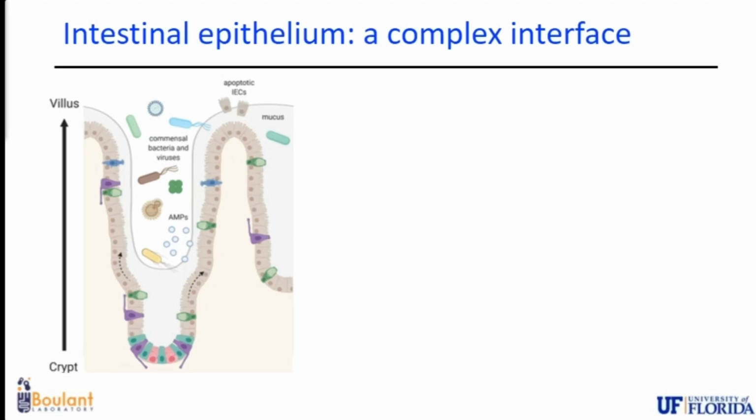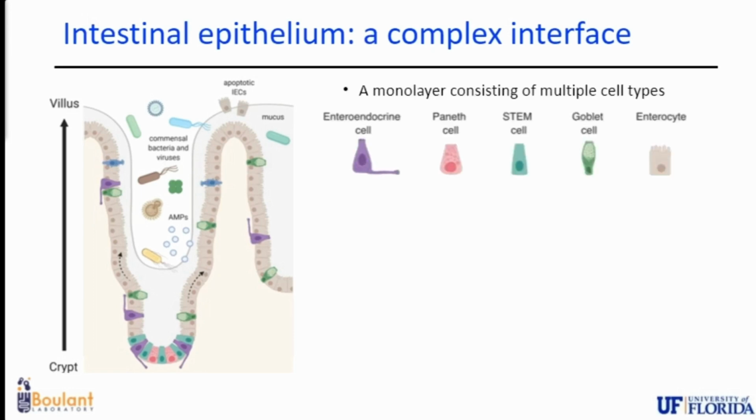So the intestinal epithelium is a complex interface. It is composed of multiple cell types organized as a monolayer. And you can see here the different cell types like the stem cell, the goblet cells, enterocyte, enteroendocrine cells, and they are organized in this crypt villi structure that you can see here on the left. The crypt region actually contains all the stem cells, and these cells are going to proliferate and differentiate and move along this crypt villi structure as they differentiate to form this nice epithelium.